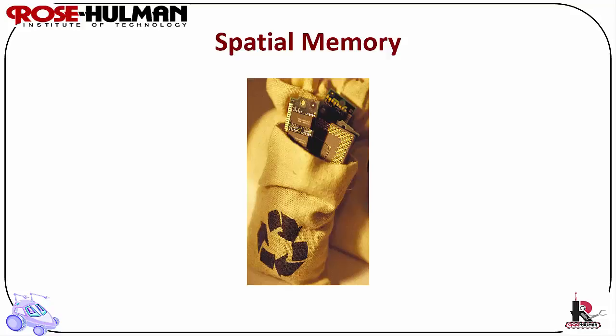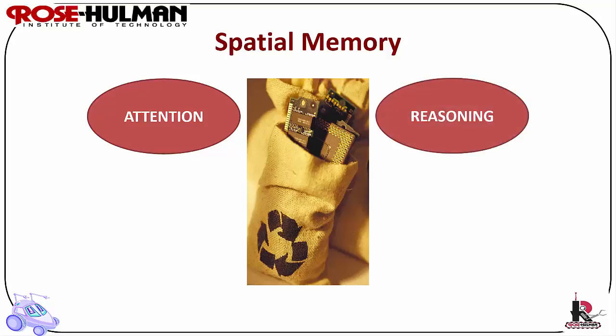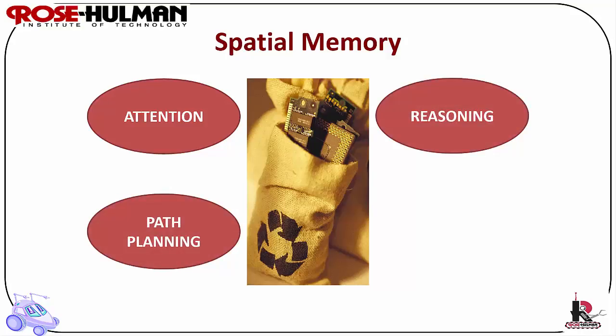Spatial memory. The world's representation is the robot's spatial memory. Spatial memory supports 4 basic functions. Attention, what features or landmarks to look for? Reasoning, can the robot fit through a space? Path planning, what is the best way through this space?